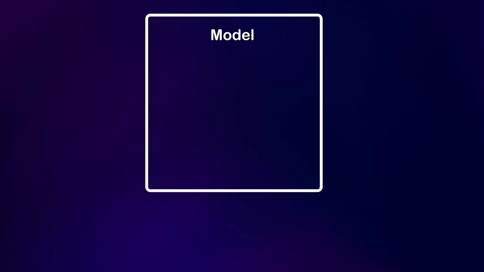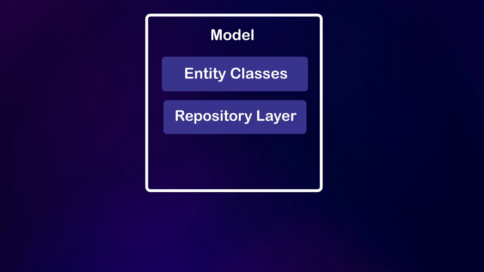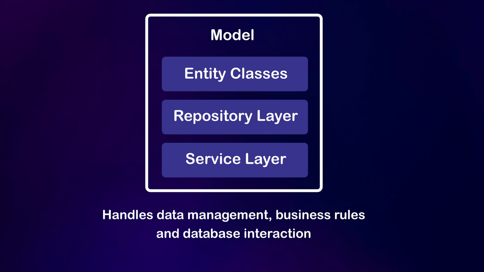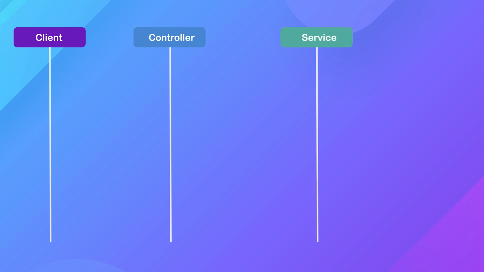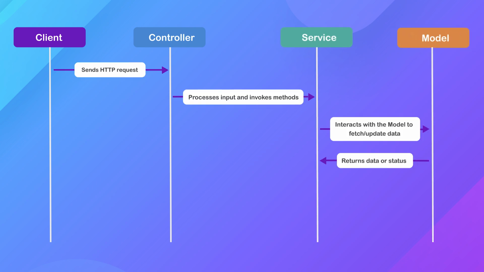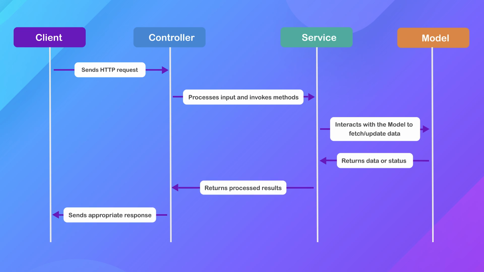First, the model represents the data and business logic of our application. In our case, this includes the entity classes, the repository layer, and the service layer combined. The model handles data management, business rules, and interactions with the database. Next, the controller handles HTTP requests from the client. It processes the user input, calls the right method in the service layer, and returns the appropriate response. The controller acts as a bridge between the view and the model, making sure that user actions are correctly understood and handled by the application.